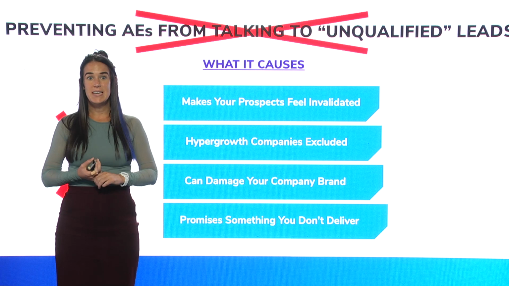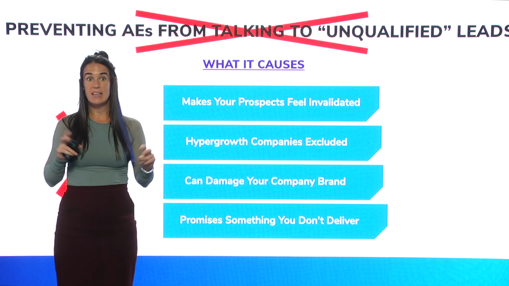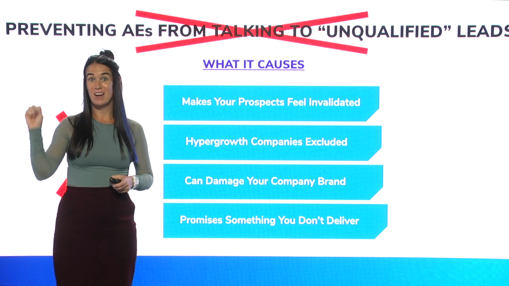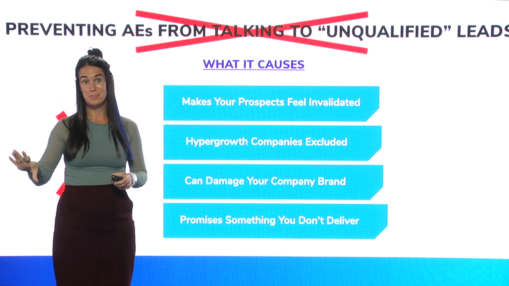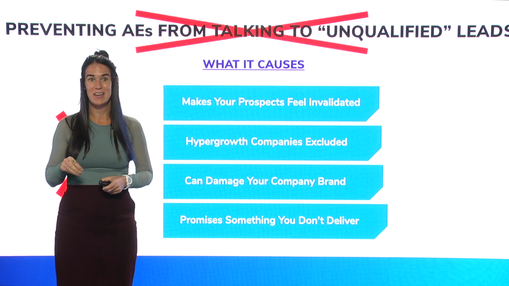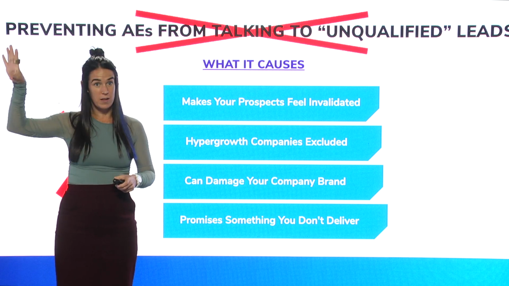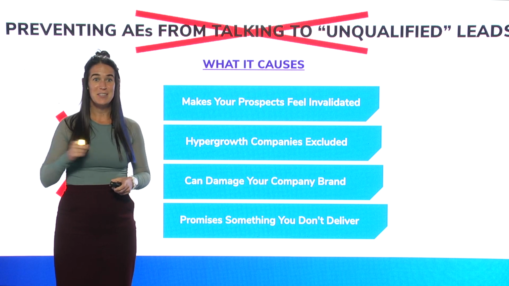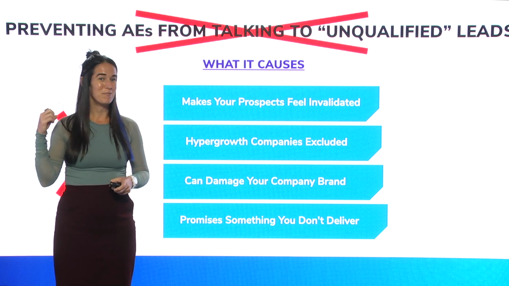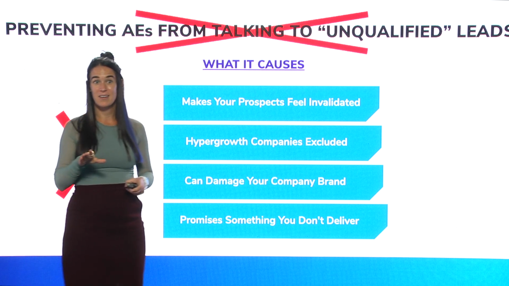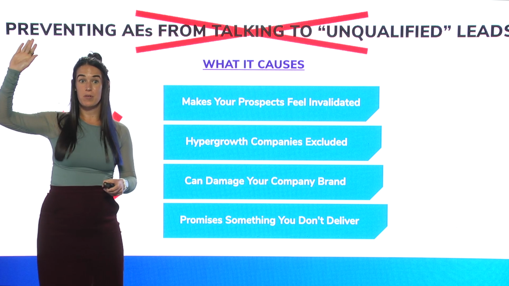Number 2 is if you don't pass on unqualified leads anywhere, then all of the wonderful companies that are in hypergrowth are excluded. What do I mean by hypergrowth? It's a very big buzzword in the industry. Hypergrowth is when a company is very small, but they're growing quickly. Every company started small, okay? Facebook, Google, Uber, Lyft, Salesforce, all started somewhere.